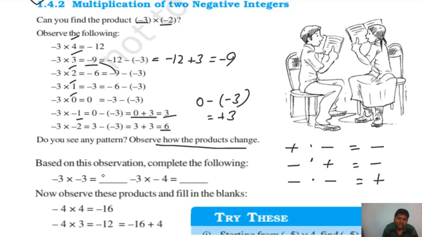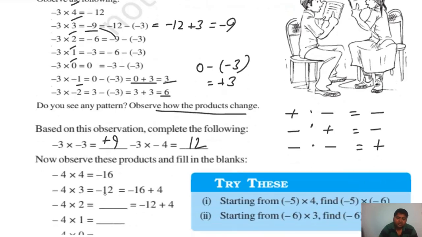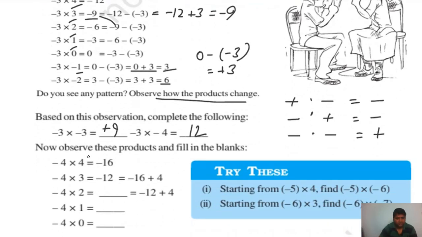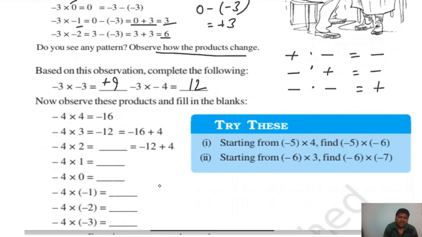Minus 3 into minus 3 means plus 9. Minus 3 into minus 4 means plus 12. We observe this product in the fill in the blanks, and we fill in the blanks in the same way. Minus 4 into 4 means minus 16, and then minus 4 into 3 means minus 12. How do we get minus 12? Minus 12 equals minus 16 plus 4.